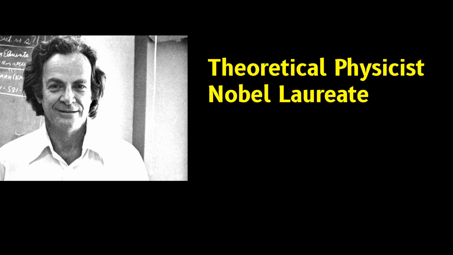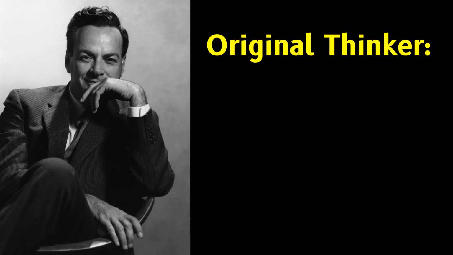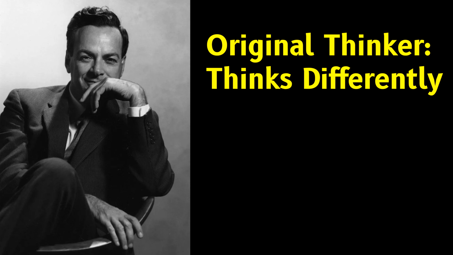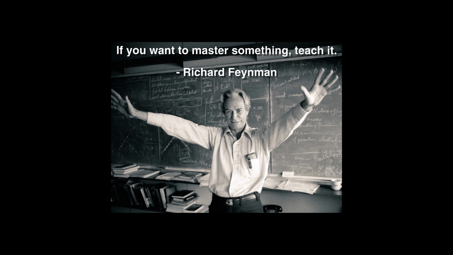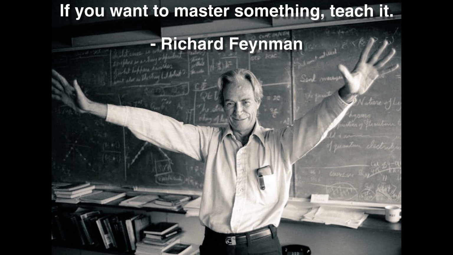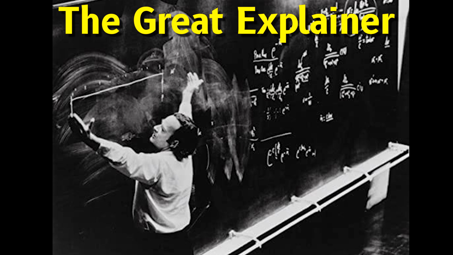Richard Feynman, who the Feynman Technique is based on, was a theoretical physicist and Nobel laureate who worked on the Manhattan Project when he was in his early 20s. Feynman has become well known as an original thinker, someone who approached the world differently, questioning everything as he worked to change our understanding of reality. Not only was he a great scientist, but he spent a large amount of time teaching people physics, to the point where he became known as the Great Explainer.